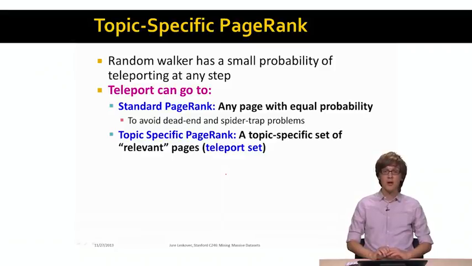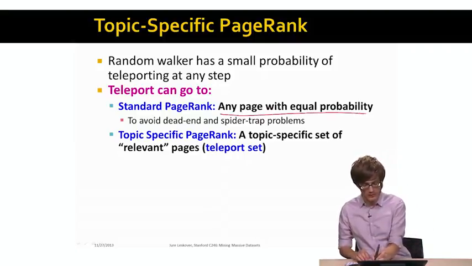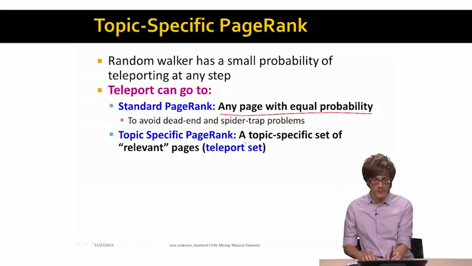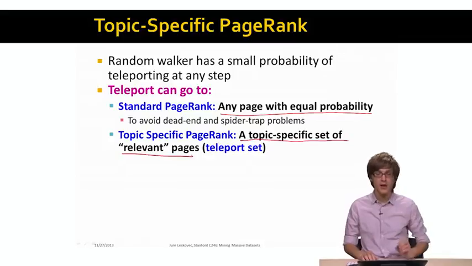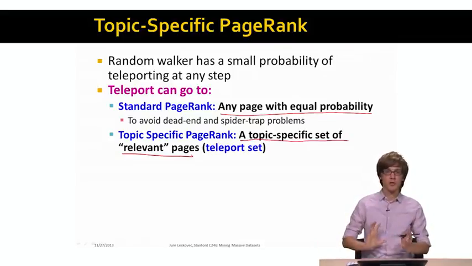So what we can do now is change this random teleportation part a bit. In the original PageRank formulation, we said that the random walker can land at any page with equal probability. What we do in the personalized PageRank world is we say the random walker can teleport only to a topic-specific set of relevant pages. So whenever a random walker decides to jump, they don't jump to any page on the web, but only to a small subset of pages. And this subset of pages is called the teleport set.